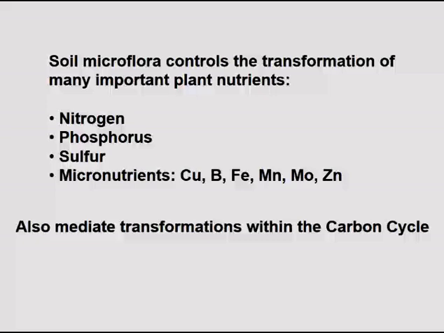Okay, and the big ones are nitrogen, phosphorus, sulfur, and then the micronutrients copper, boron, iron, manganese, molybdenum, and zinc. And as we've talked about previously, they also are important in mediating transformations within the carbon cycle. So remember that microbes are the big workers when we talk about carbon in the environment and carbon transformations.